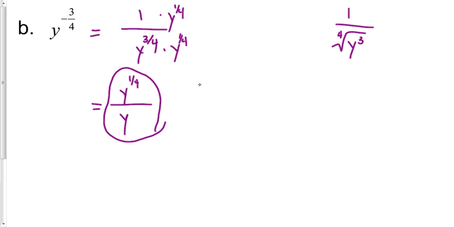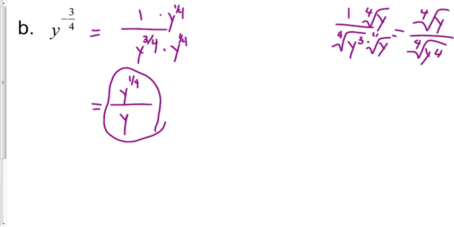Kind of tying that into what we did in the last section, it's the same thing. I would have multiplied by the 4th root of y on top and bottom, so that I got the 4th root of y over the 4th root of y to the 4th, and we can still cancel this out and get y. So it's really the same thing. Here it's written using a radical, here it's written using a rational exponent.